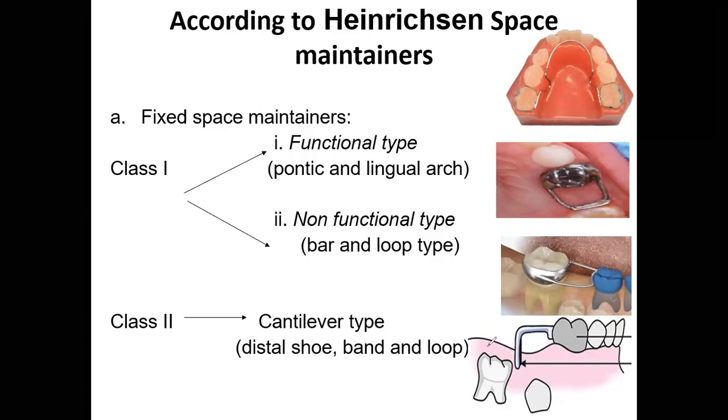These space maintainers are given when we know that there is no sixth erupted into the oral cavity. For example, the second deciduous molar is exfoliated early, and we want to maintain the space for the premolar, as well as we want to direct the tooth which is sixth, which is not yet erupted. So in such a particular case we will give a distal shoe space maintainer.